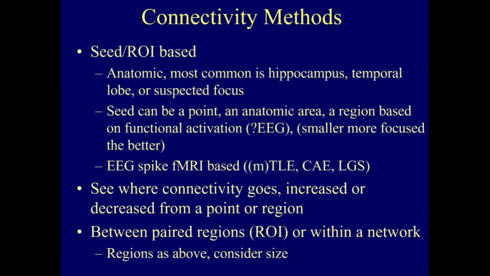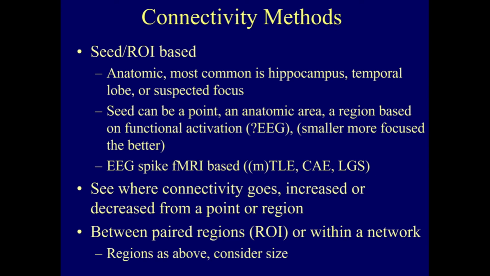So for connectivity methods, one can use a seed or a region of interest-based analysis. Here one can look at an anatomic region, for example, most commonly the hippocampus, the temporal lobe, or the suspected focus, and one can then look at a seed between 2 points, or look at a seed and see where the connectivity goes. And again, this may be functional or this may be structural. A seed can be a point. It could be an anatomic area. It can be a region based on functional activation, or it can be anatomic, as we have noted.